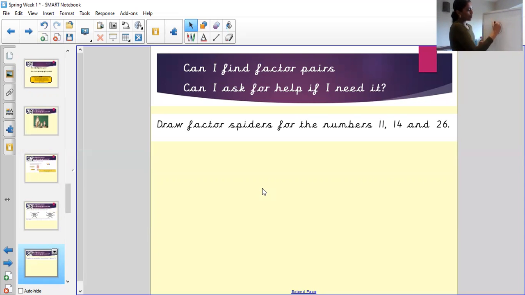Let's see. I know that 1 times 11 equals 11. So there I've got one factor for this multiple 11. Let me have a think. Are there any more factors that go into 11? Is there anything that we can times 2 by to get to 11? 2, 4, 6, 8, 10, 12. Well, 12 is ahead of 11, and 10 is before 11, and there isn't 11 in the 2 times table, so 2 isn't a factor of 11.